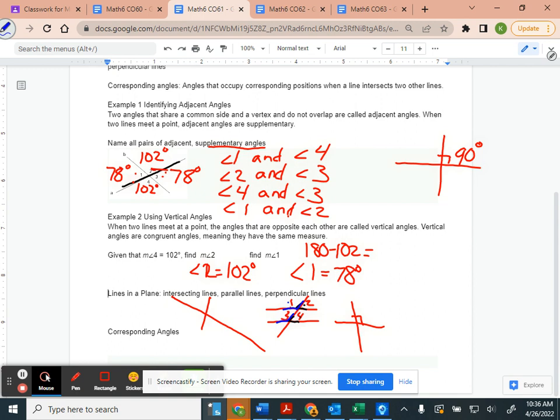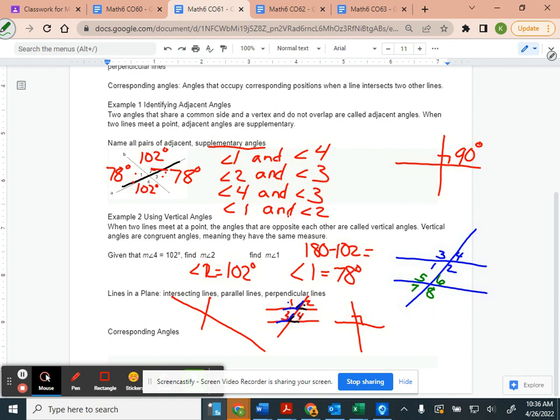So let's do another one. Now I'm gonna confuse you guys. Let's see if you can. Tell me some corresponding angles.